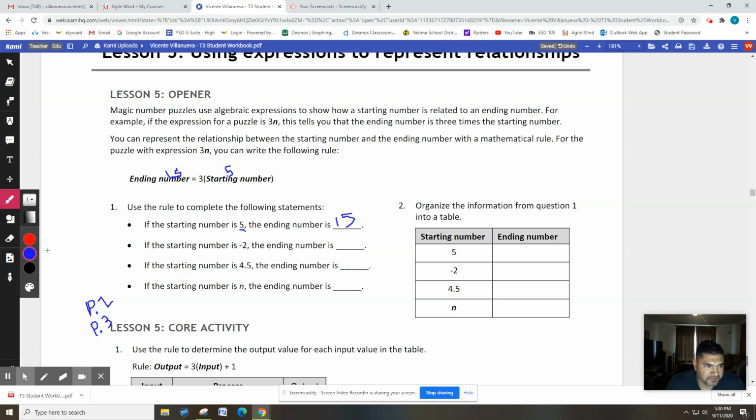Okay, and I'm going to go ahead and continue down here. If the starting number is -2, what's the ending number? So we're going to have 3 times the starting number, which is -2. So 3 times -2, that is -6. Our ending number equals -6.